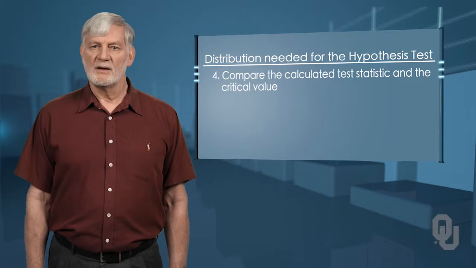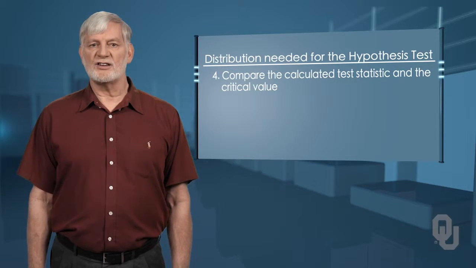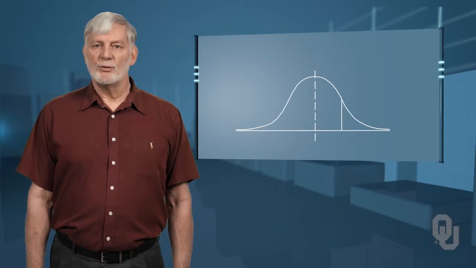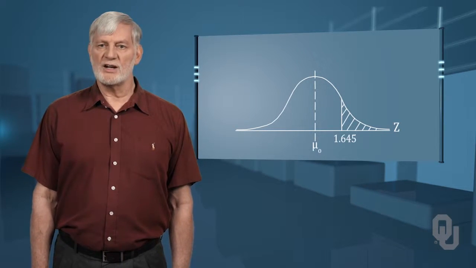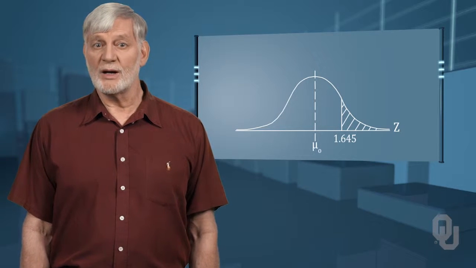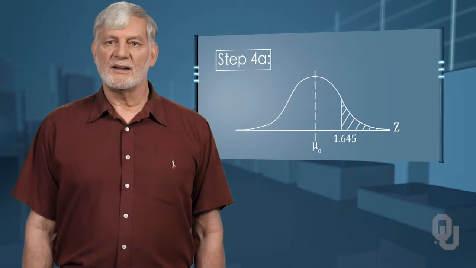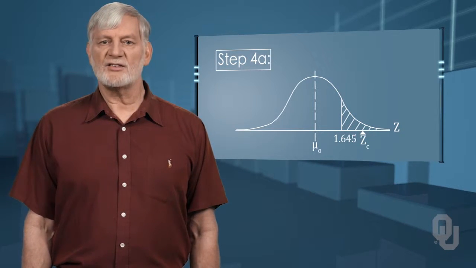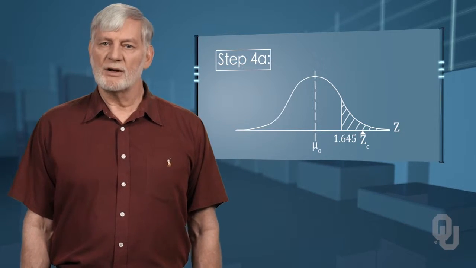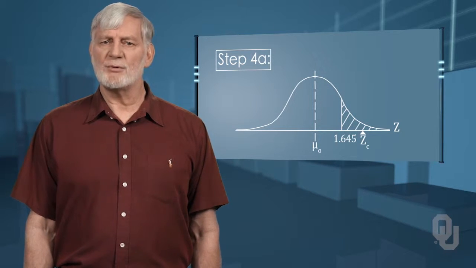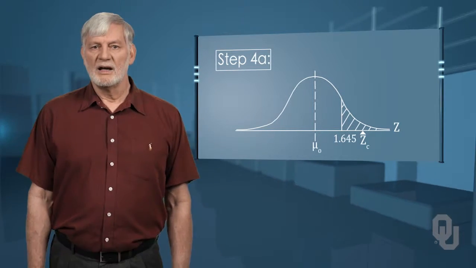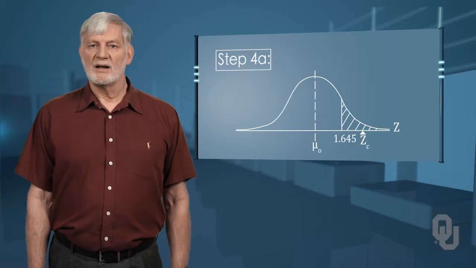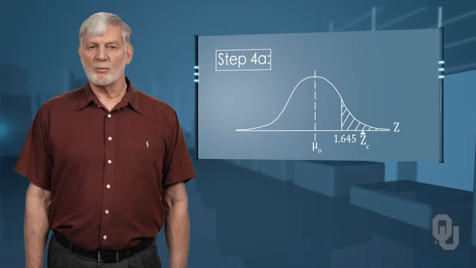Number 4. Compare the calculated test statistic and the critical value. Marking these on the graph will give a good visual picture of the situation. There are only two situations. A. The test statistic is in the tail. Conclusion is, cannot accept the null hypothesis because the probability that this sample mean, or proportion, came from the hypothesized distribution is too small to believe that it is the real home of these data.